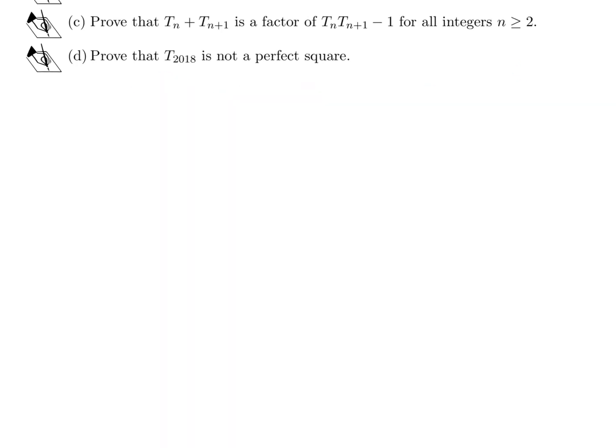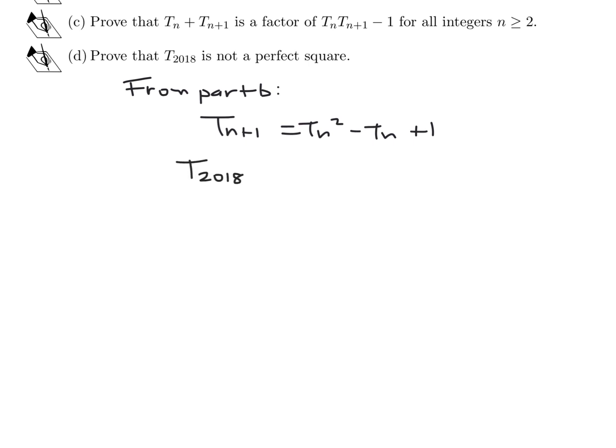Prove that T2018 is not a perfect square. Again, from our part B, we have proven the following, that T(n+1) is equal to Tn squared minus Tn plus 1, correct? So that means that T2018 would be T2017 squared minus T2017 plus 1, right? If you used n equal to 2017.